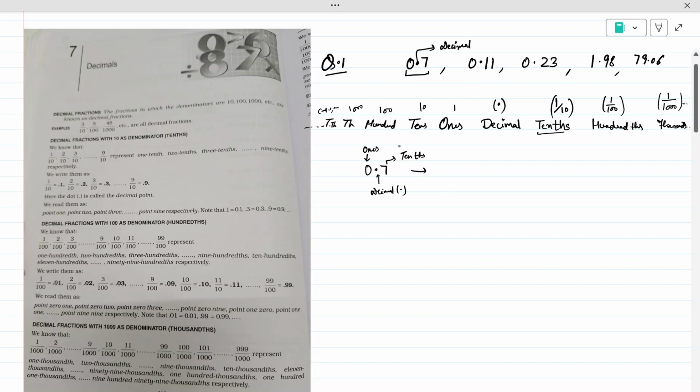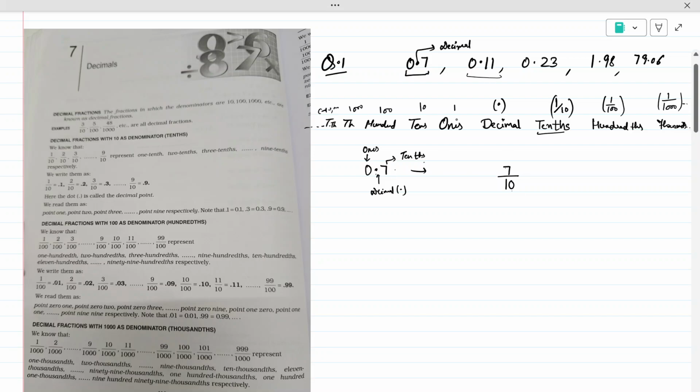So in this particular number 0.7, at the ones place we have 0, then we have a decimal followed by the tenths place. At the tenths place we have 7. How can we write this? This number can be represented by 7 by 10, because we have 7 at the tenths place.